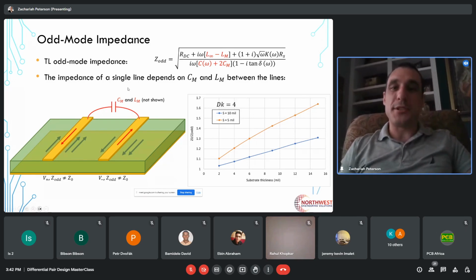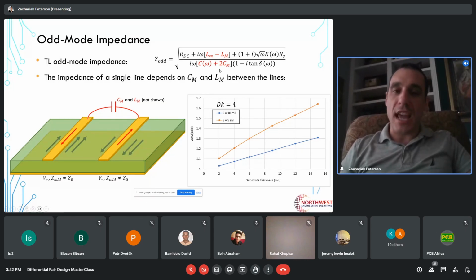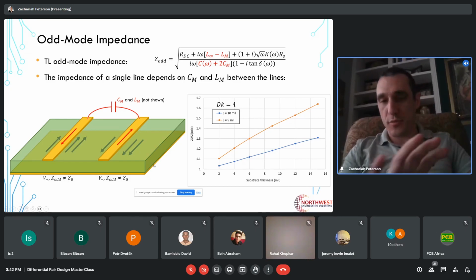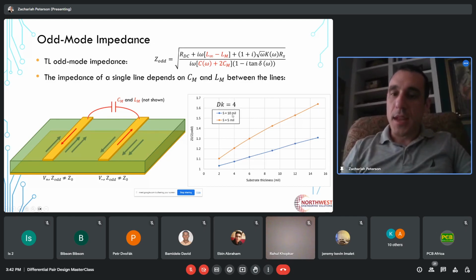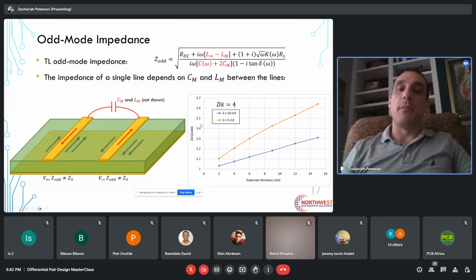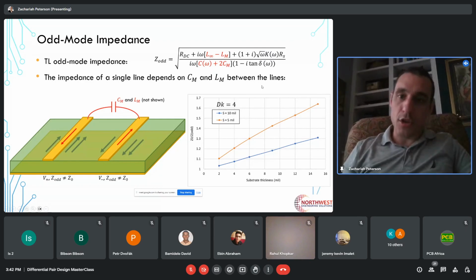The reason you may not want to use tight coupling is you have very much smaller deviation between your characteristic and your odd mode impedance, as well as your common mode impedance. And I'll show examples of what that means later. Now, here, when you bring the two traces very close together, you get very big deviation. That's because you get a much larger reduction in the odd mode impedance.